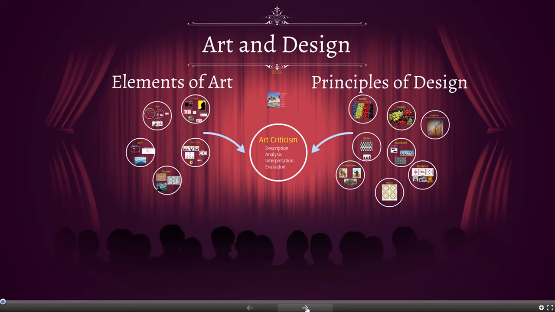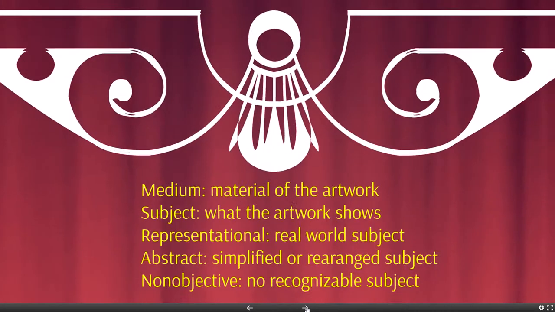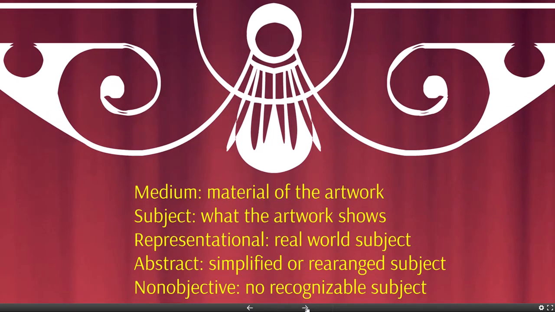SLS 470. So, for Art and Design, we have our basic terms here. We have the medium, the material of the artwork, the subject, which is what the artwork is about. Is the subject representational, which is real world subjects, things that we can see in the real world? An abstract subject, which is a simplified or rearranged subject, or a non-objective subject, a subject that is not recognizable as something we see in the real world.